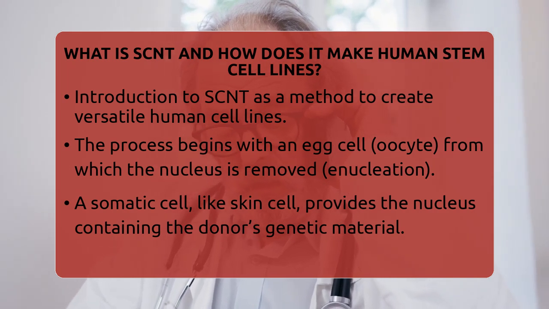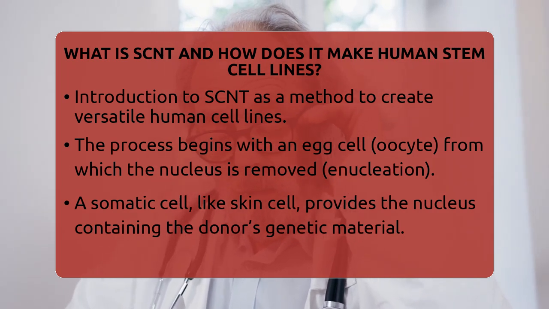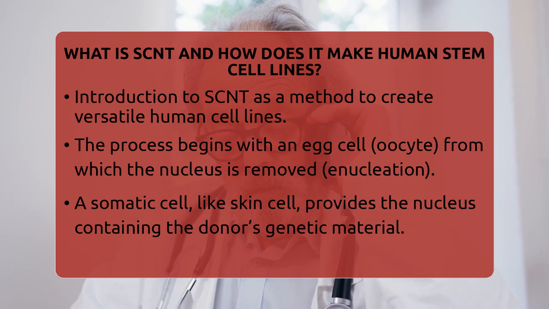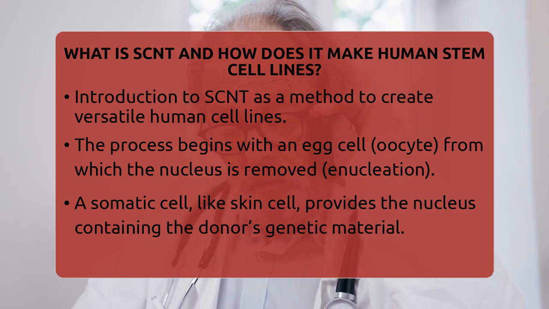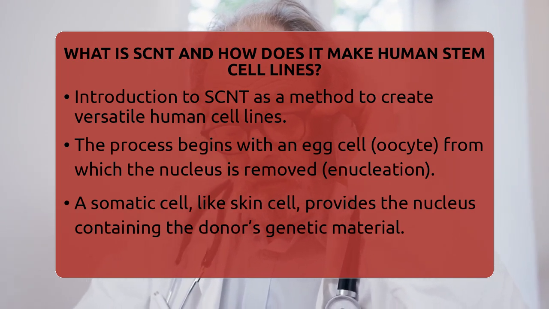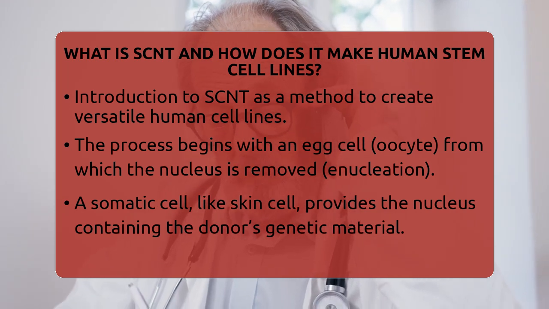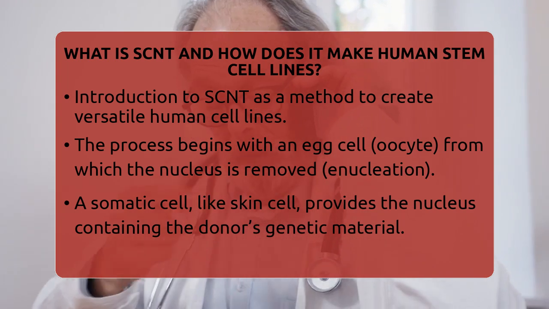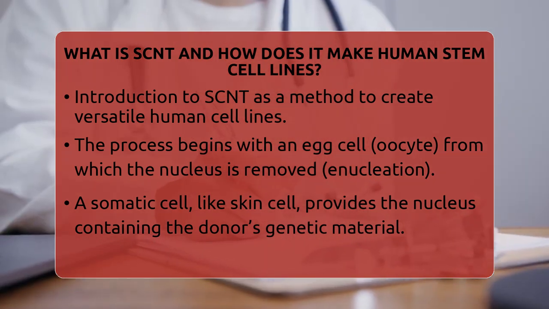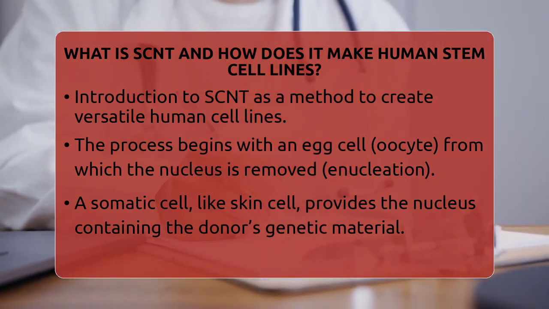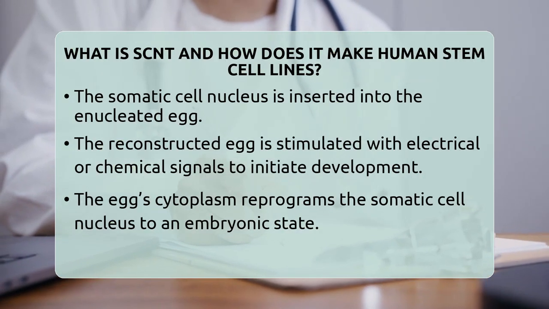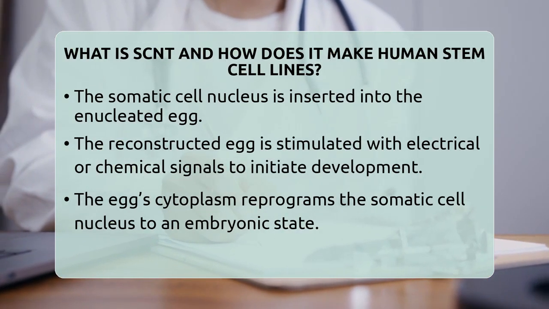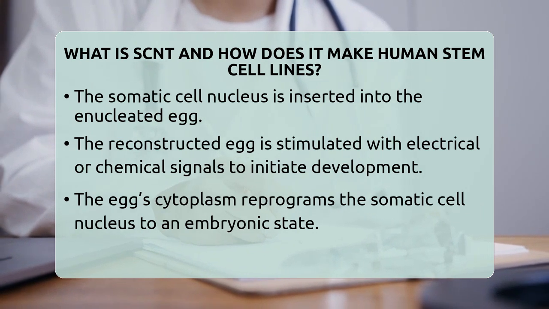The process starts with a special egg cell, called an oocyte, which normally would develop into a baby if fertilized. But in SCNT, scientists remove the egg's original nucleus, which contains its genetic material. This step is called enucleation. Then they take a somatic cell from a donor, like a skin cell, and extract its nucleus. This nucleus holds all the genetic information of that person.